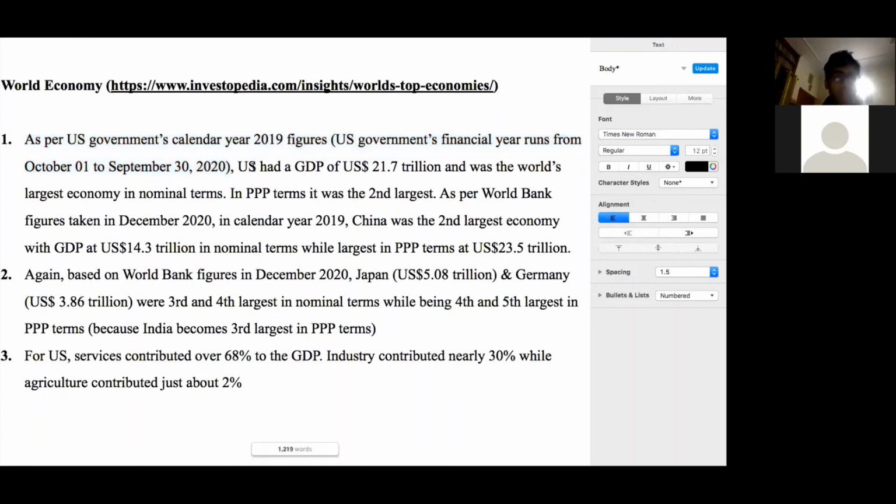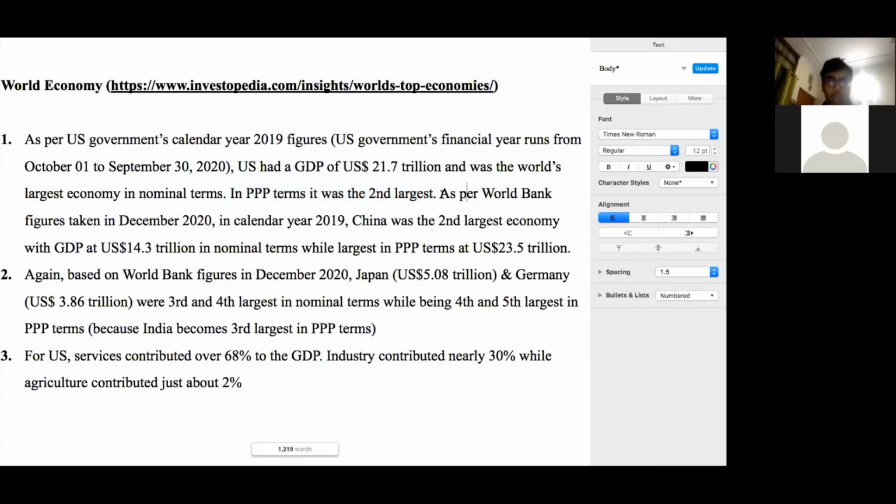So US had a GDP of 21.7 trillion in the calendar year 2019, and it was the world's largest economy in nominal terms. Now, since every other country's GDP is compared to the US when we take into account the purchasing power parity concept, the US has the same figure for both nominal as well as PPP, because every other country's GDP and cost of living is compared to that of the US dollar. So US has the same figure in nominal or PPP terms for 2019. In PPP terms, it was the second largest because China was the largest.